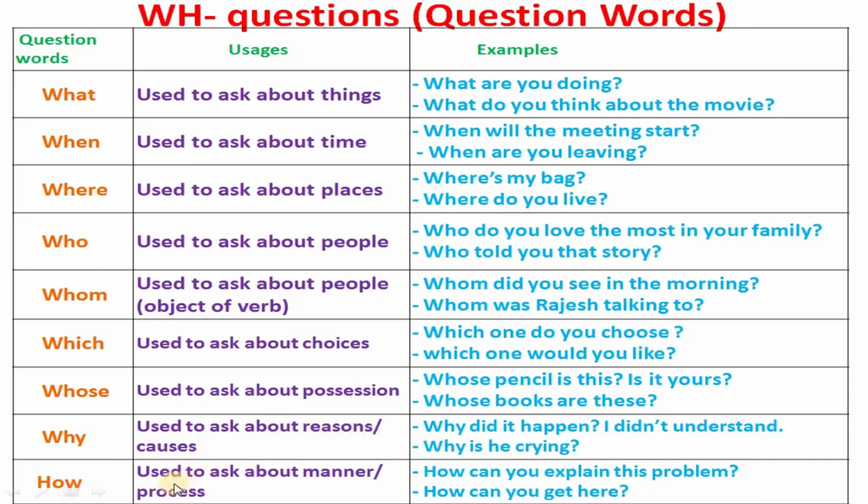How. How is used to ask about a manner or a process. How can you explain this problem? How can you get here? So these are the examples for how. So by using these kinds of interrogative pronouns, we need to create or form or frame the questions depending on these usages.